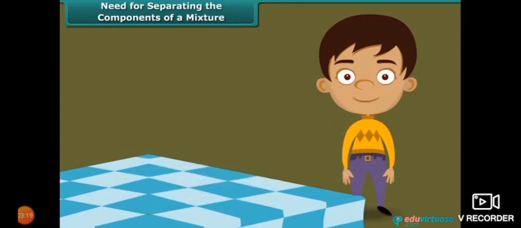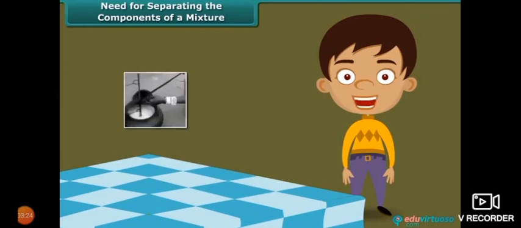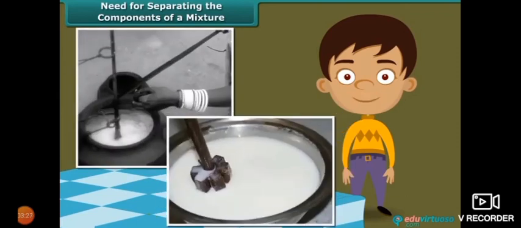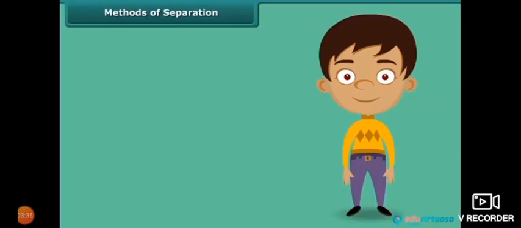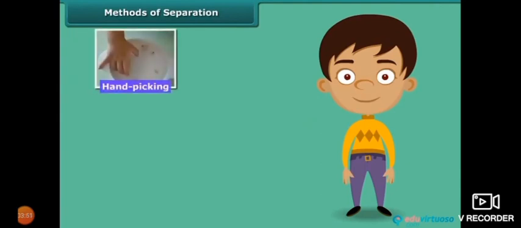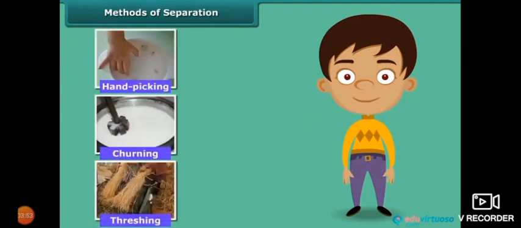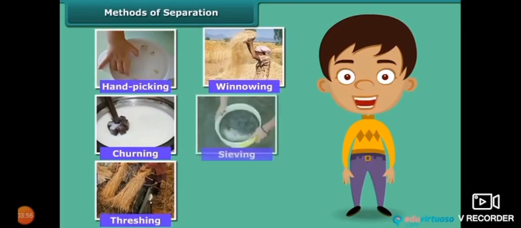When we churn milk or curd, we get two different but extremely useful products, butter and buttermilk. Thus, the third reason for separating the components of a mixture is to obtain pure and useful components. You sure would have some idea about the methods of separation. In fact, you would have used some of these methods in your day-to-day life. Let us list some methods commonly used to separate the components of a mixture. Hand picking, churning, threshing, winnowing, sieving.